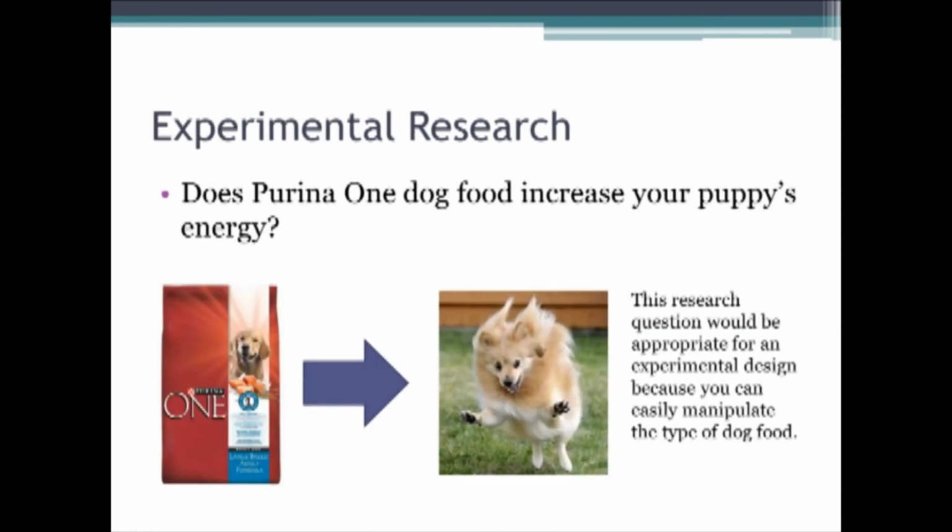Now we're talking about experimental research. So I said a bit ago that there's basically correlational research in the behavioral sciences and then experimental research. The big difference being that in experimental research, you're manipulating the independent variable.